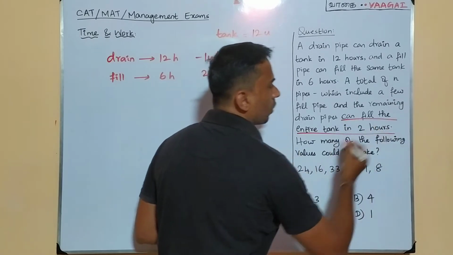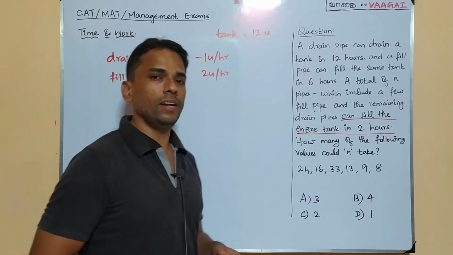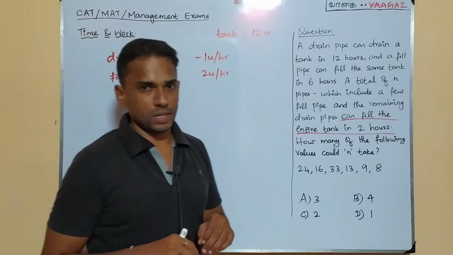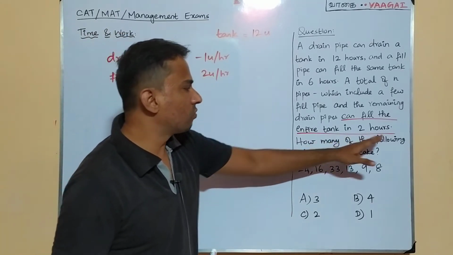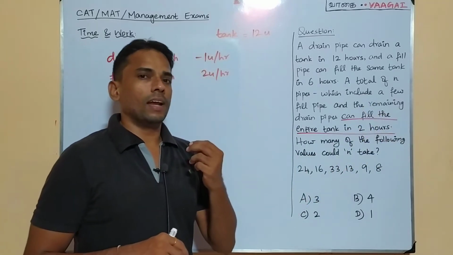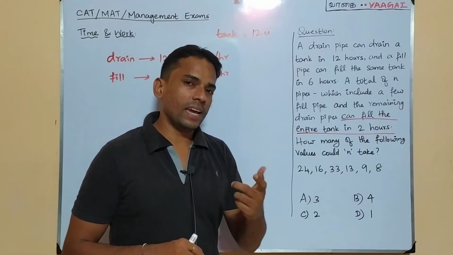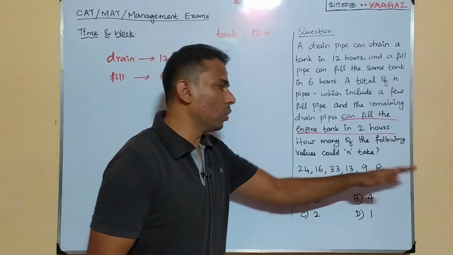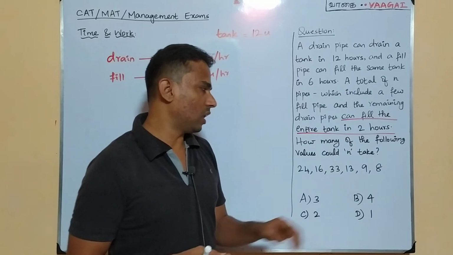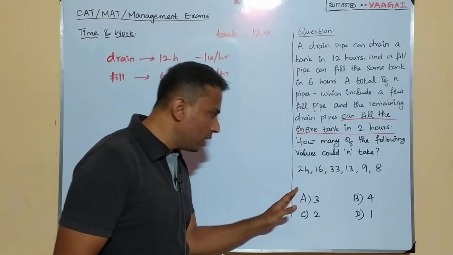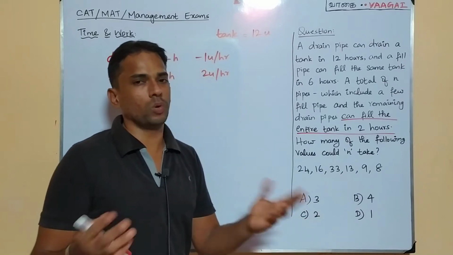Remember, they are filling it. So they are filling the tank in 2 hours. This is what they come to say. In that sense, how many of the following values could n take? That is, the value n can take, which of these, how many of these following values. They are not asking which particular values n can take. They are asking how many of these values n can take. This is going to be the question.